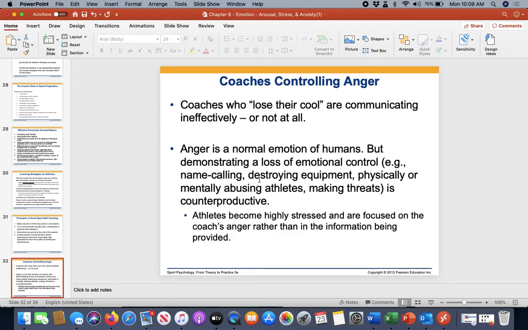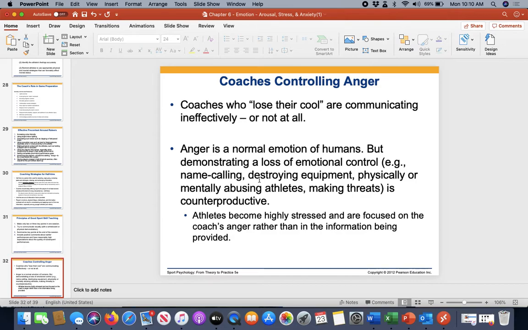This is a really tough one: coaches and anger, losing your cool. It's not a good thing to lose your cool and get angry, because typically that anger gets put back toward the players, and that's not positive at all. So we have to be aware of that as potential coaches and trainers. That's going to be critical to help them understand.